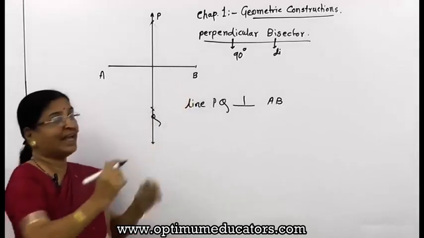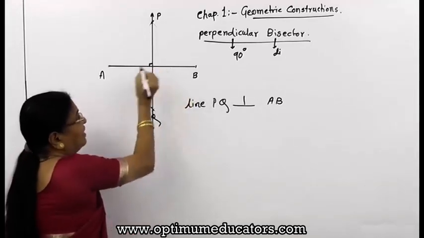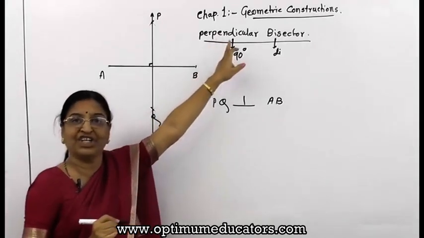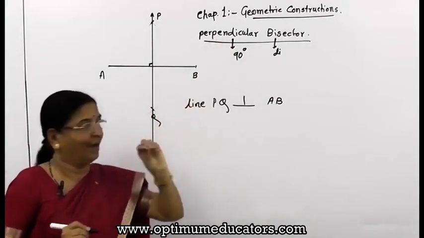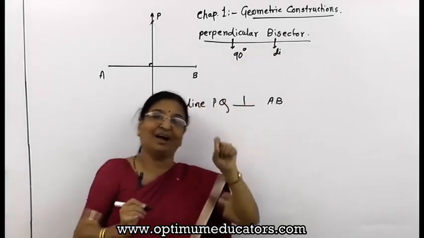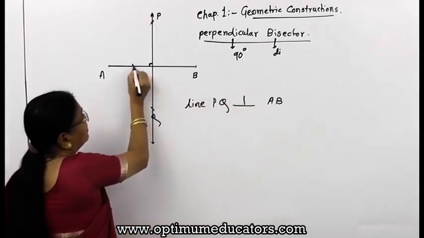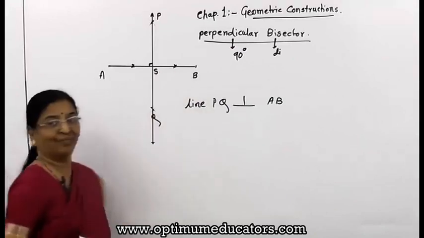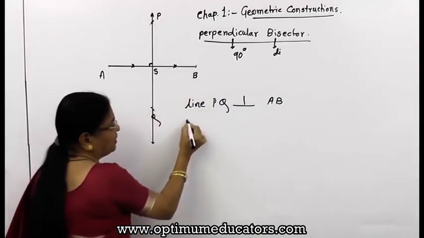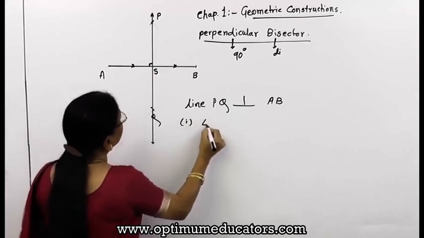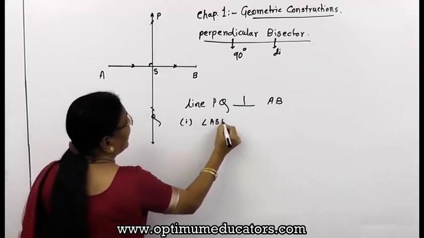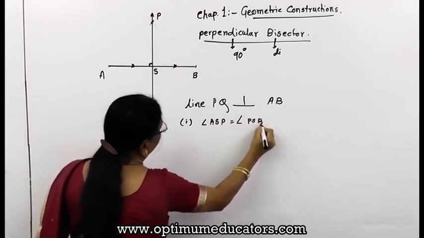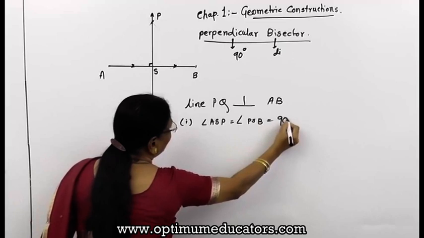See now what is there? This angle should be 90 degrees, because our first condition is perpendicular and the other condition is a bisector. That means these two segments, of course I will write here S. Then two conditions should be satisfied. The first is angle ASP is equal to angle PSB, and it should be equal to 90 degrees.